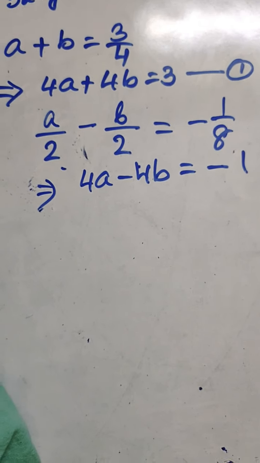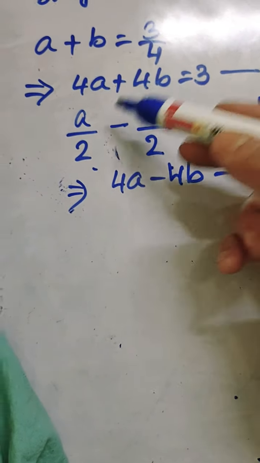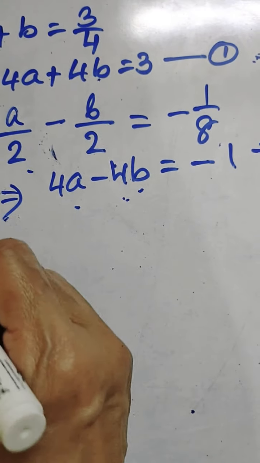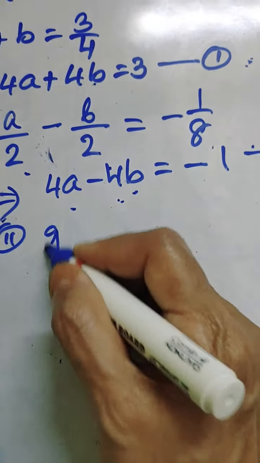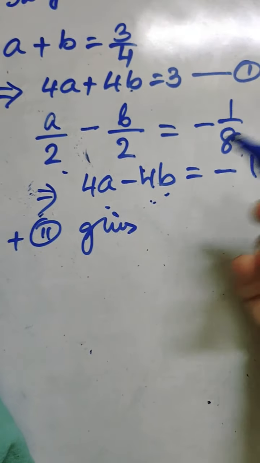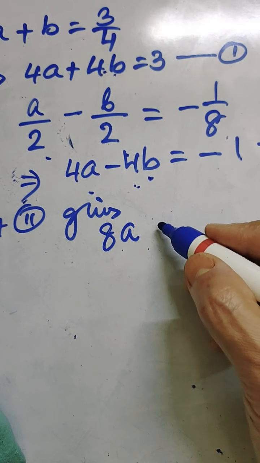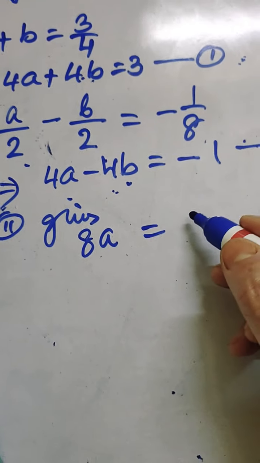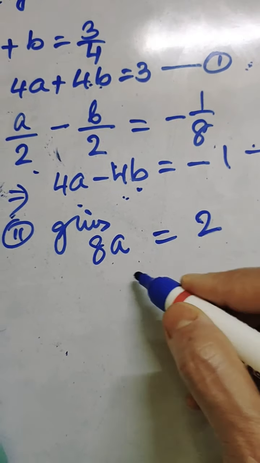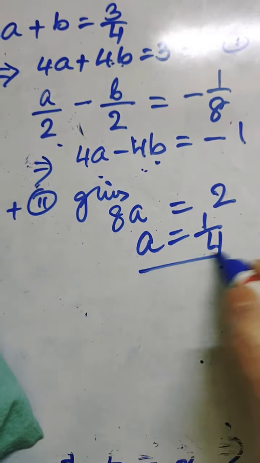Now here we don't have to equate any coefficients, because this is 4a plus 4b, this is 4a minus 4b. So what will you do? We can add the two equations. So here 1 plus 2 you are doing. So we don't have to show the change in sign. Then the 4b plus 4b minus will get cancelled. 8a equal to 3 minus 2, that is 2. Then a becomes 2 by 8, 1 by 4. So a is 1 by 4.